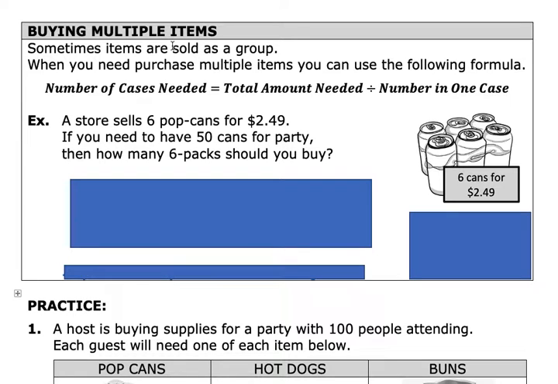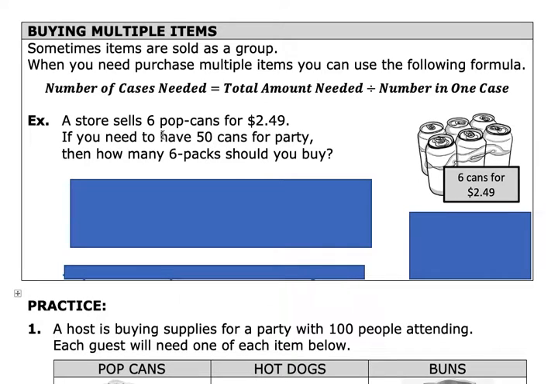Buying multiple items. Sometimes items are sold as a group, and when you need to purchase multiple items, you can use the following formula. The number of cases needed is equal to the total amount needed divided by the number in one case. The word case is used to describe whatever grouping you have. Let's take a look at an example.